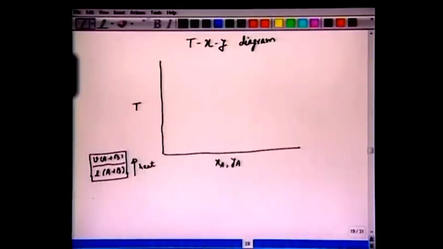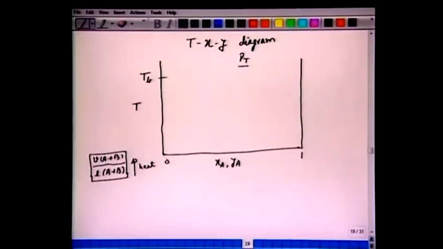If you have a pure component of A or B, say Xa is 0 here, and it's 1 at this end. If you take pure component B and heat it, you will expect that at boiling temperature Tb, corresponding to the total pressure Pt, the system will boil, or this component B will boil. Similarly, if we have pure component A, mole fraction 1, and you heat this liquid, then at a certain temperature, corresponding to the boiling temperature of A, the component A will boil and vaporize, and the entire liquid will convert into vapor.